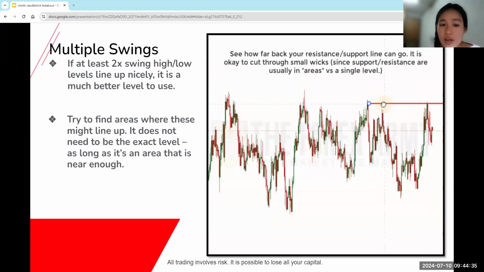Again, you want to make sure that your levels line up with at least two swing highs or swing lows so that it's more significant. Because with these levels, you can see that price has already tested them in the past multiple times, so these are more significant levels to use. And this applies for both your entry and your take profit levels as well.